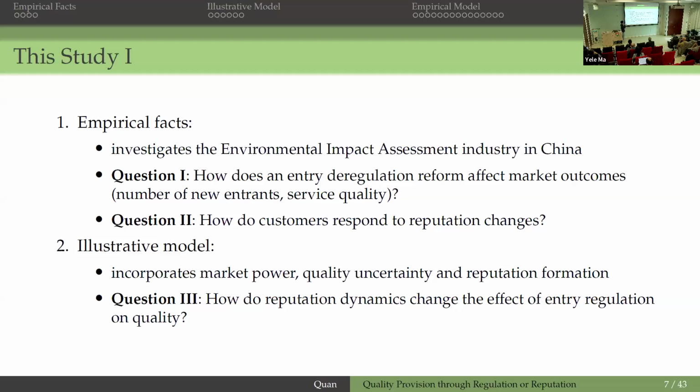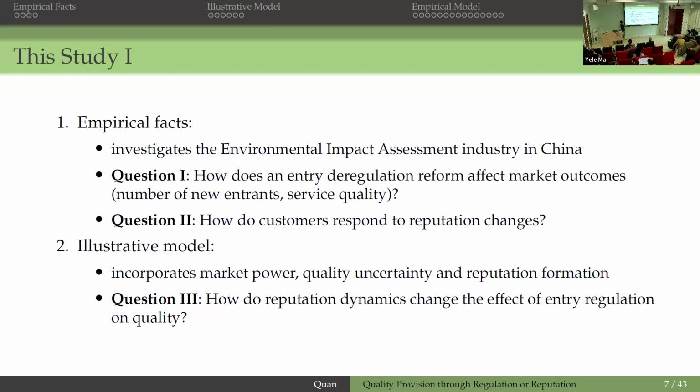Okay, so what I do in this paper is, first, I provide some empirical facts. I investigate the environmental impact assessment industry in China, and address two empirical questions. The first: how does the entry deregulation reform I mentioned before affect the market outcomes, including the number of new entrants, the service quality, etc.? The second question is: how do the consumers respond to reputation changes? Here I will use one negative reputation shock as an example to show it.